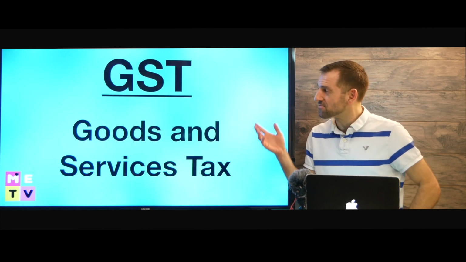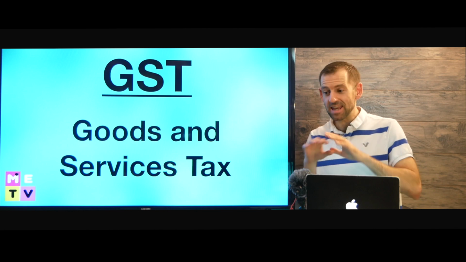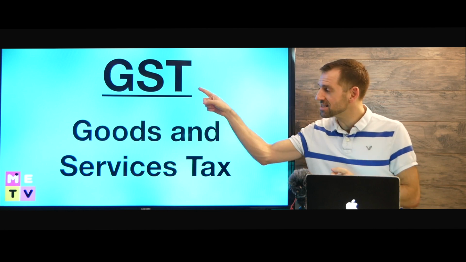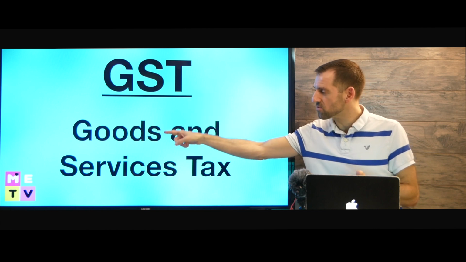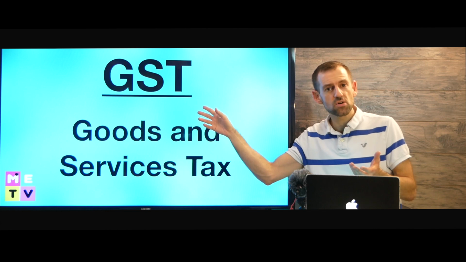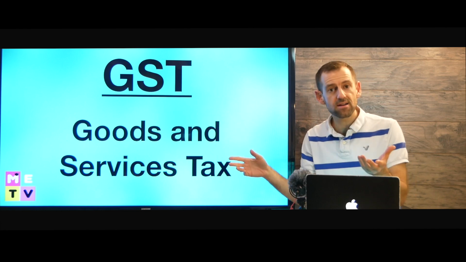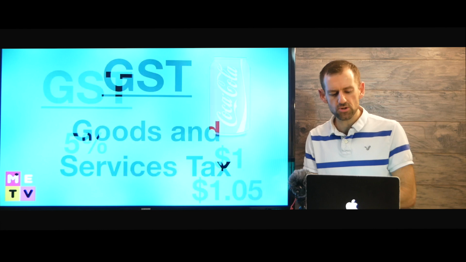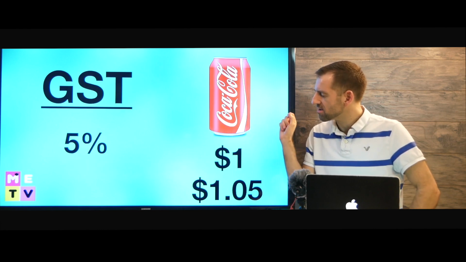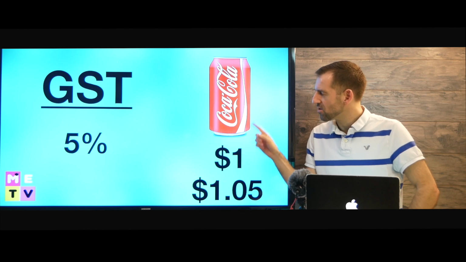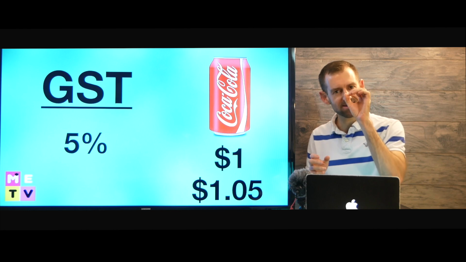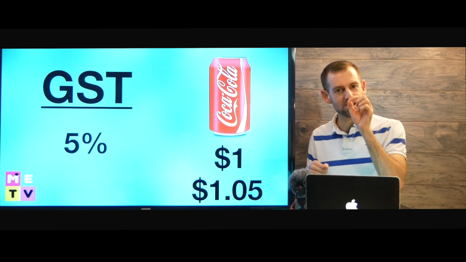Okay, so the first kind of tax that everyone in Canada has to pay is called GST. GST stands for Goods and Services Tax. This is a tax on everything you buy. Okay, so let's say you go to the store and you want to buy a can of Coke. It's going to say $1. So you're happy, you have a loonie. A $1 coin is called a loonie.